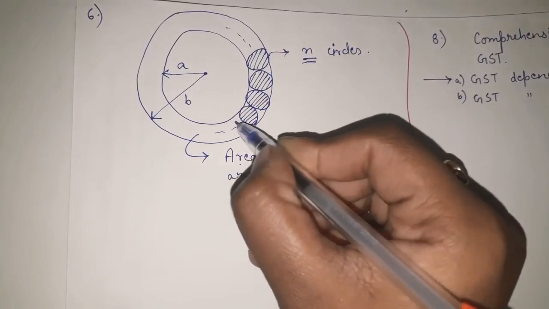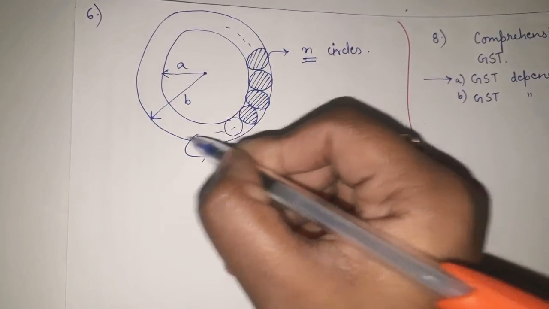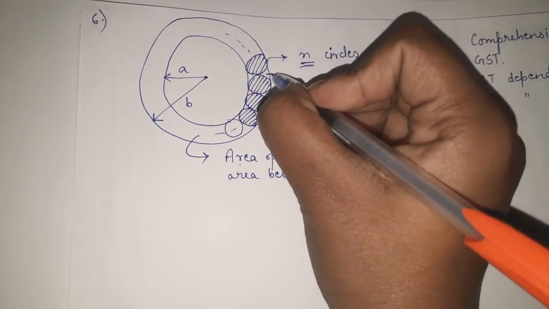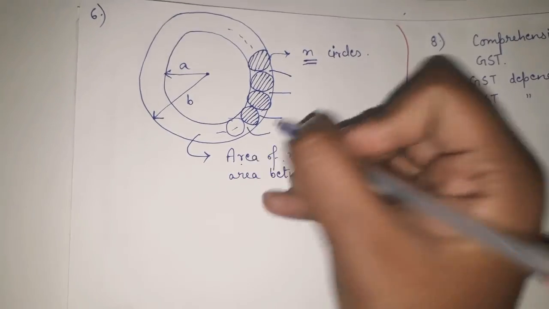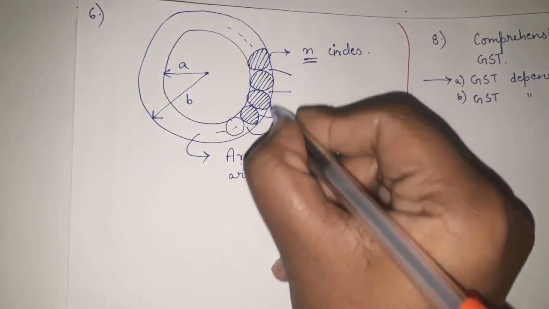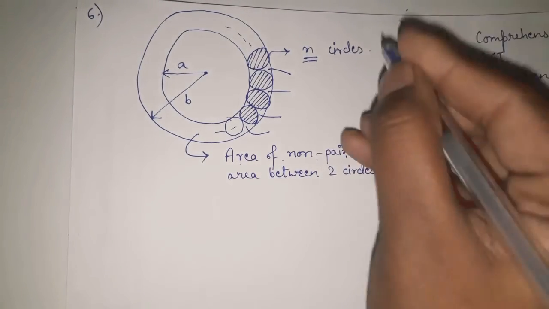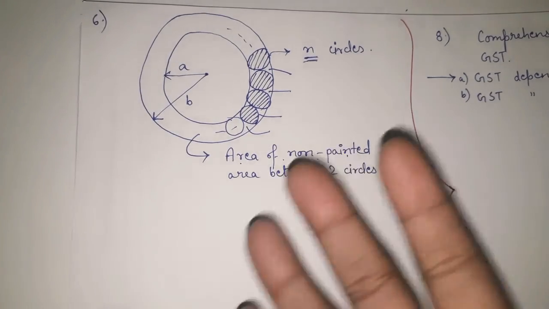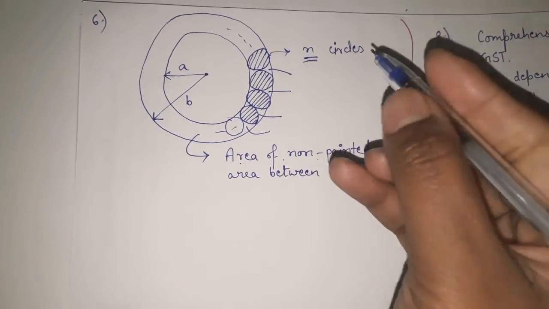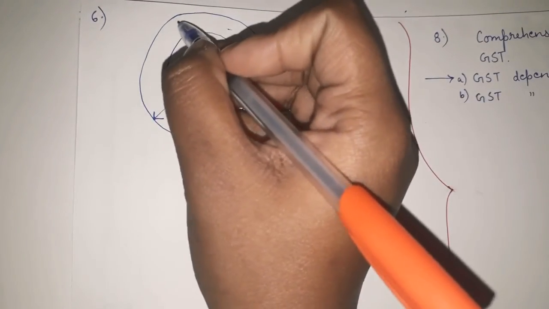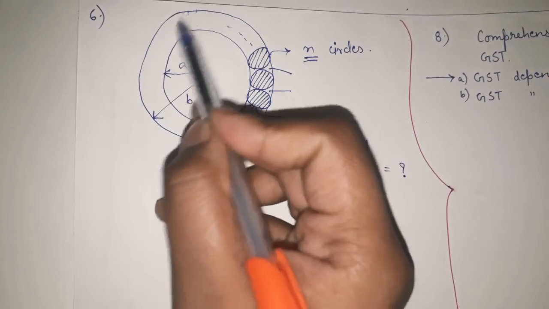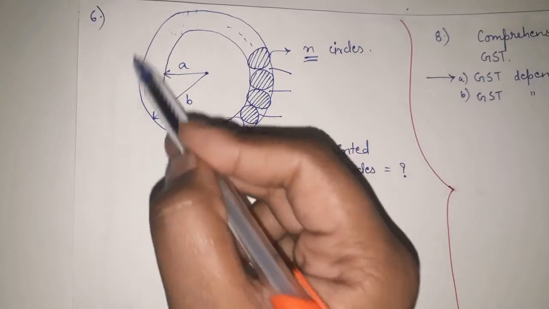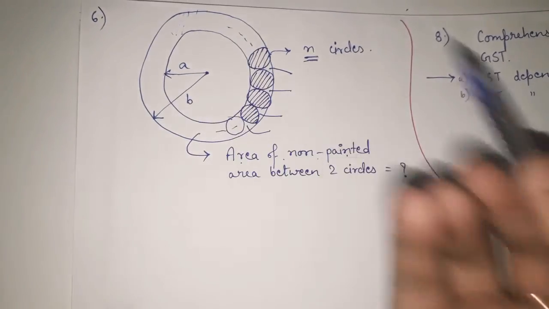Now what they want us to find is the area of the non-painted region between these 2 circles. In between these 2 circles, in this whole area, the small circles are painted. This area is not painted, this area is not painted. So the total area here that is not painted, we have to find out. Fine. The question may seem complicated, but if you solve it step by step, it is actually easy. So how to do it? First of all, we will find out the area of this whole surface. How can I find out the area of this surface? Very simple. The area of the big circle minus the area of the small circle.